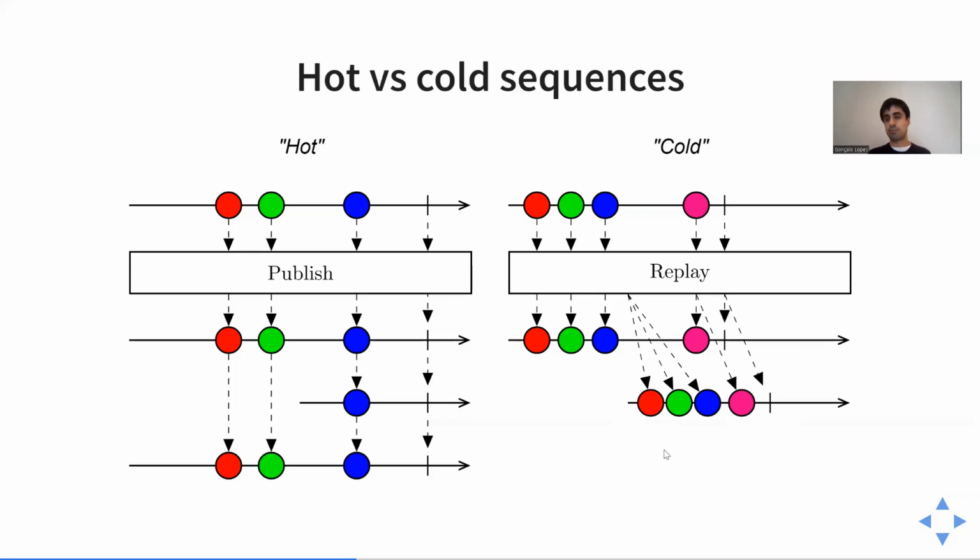But if somebody at any point arrives late and subscribes to replay, then replay will grab all the frames that have been memorized and replay them back to the downstream observer so that no data is lost. So in the end, both sequences will have access to the same data. Yeah, so that's how you can convert from hot to cold and cold to hot.